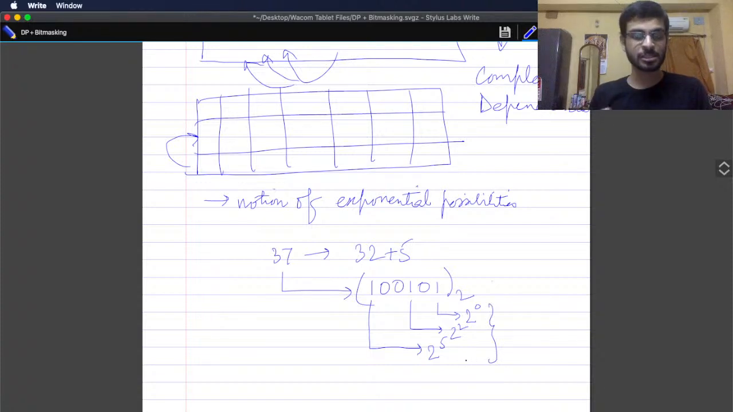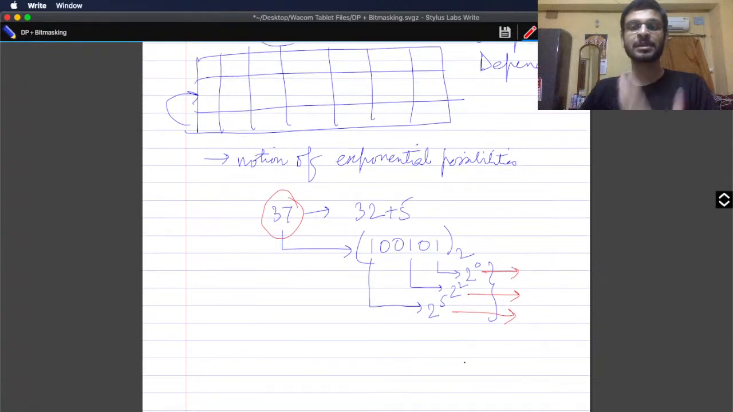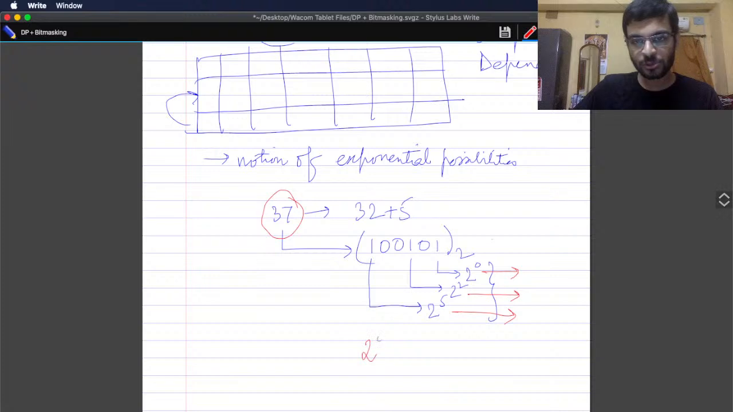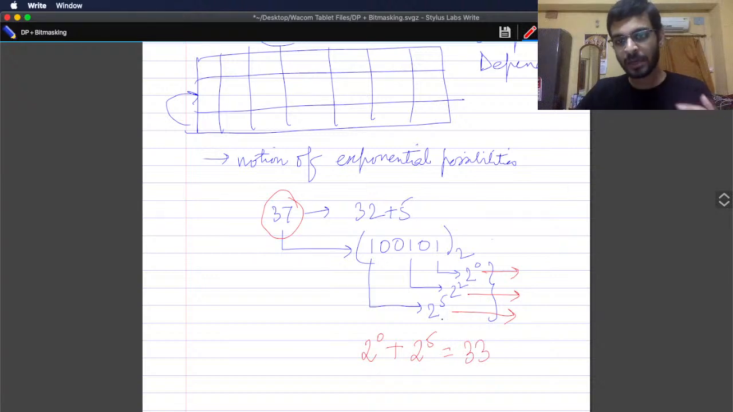And in DP plus bitmask, we do a very different thing. We say that this 37 uniquely determines that it is formed by the congregation of three different things: 2 to the power 0, 2 to the power 2, and 2 to the power 5. Using these three things and maybe some other things, we can form many other numbers. If we just use 2 to the power 0 and 2 to the power 5, we are going to get a different number, 33. So we can say that these are some elements, and based on the choice of these elements we are getting different outcomes. One such outcome is 37, another is 33. And it is these elements that we'll be focusing on.